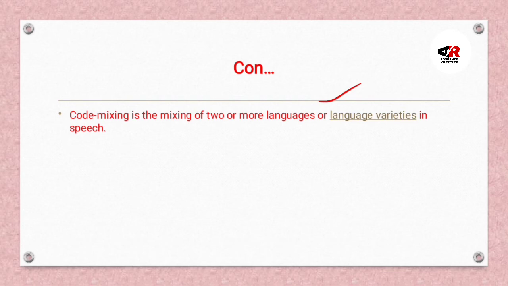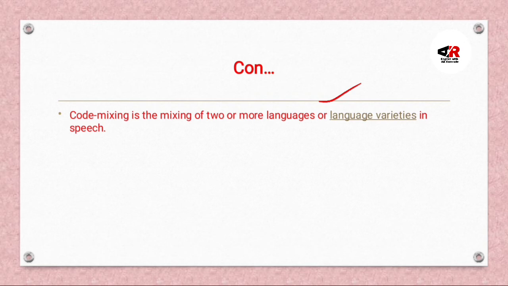कैसे हो? I am fine, शुक्रिया. Now कैसे हो is obviously Urdu language, and I am fine, it's what? It's English language, and शुक्रिया again is a word of Urdu language. So this is the best example of code mixing. I am mixing two languages in one conversation.